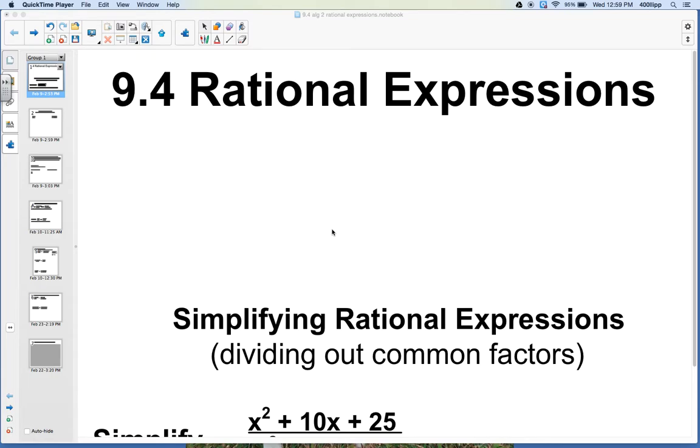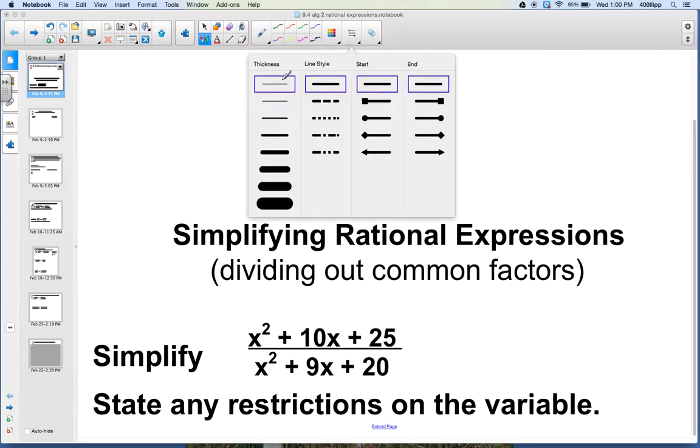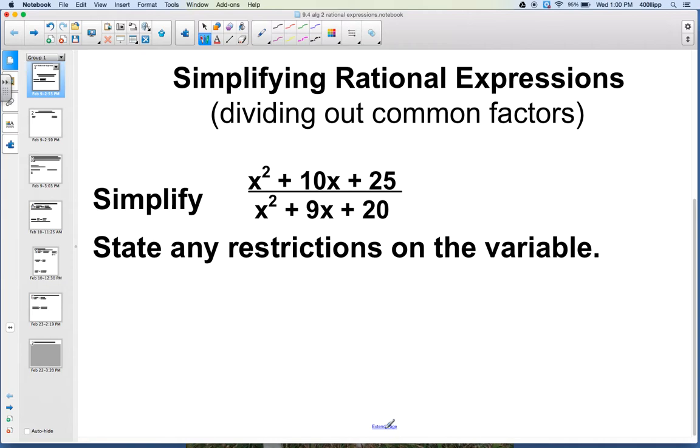Okay, today we are going over 9.4, rational expressions. What we're going to be looking at is simplifying rational expressions, so we're going to have to divide out common factors. First, we're going to look at any restrictions on the variable. That means we look at the denominator and say that it cannot be equal to 0. So we're going to start out with the restrictions of x squared plus 9x plus 20.